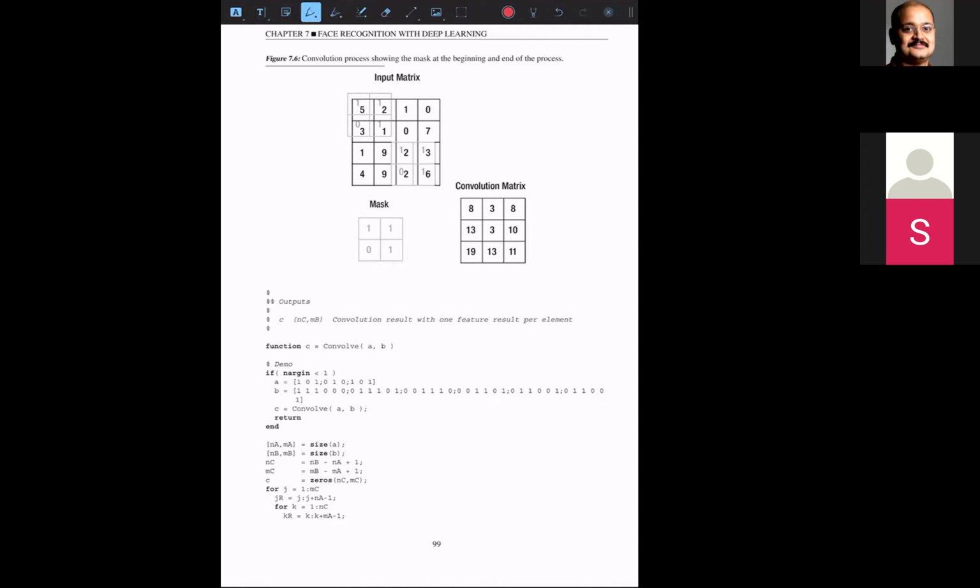Does that mean it has to be within my matrix and it has to be even in order to fit the mask? No, you can have it. The only condition for convolution is that the mask has to be smaller than the base matrix. So that is the purpose of convolution.